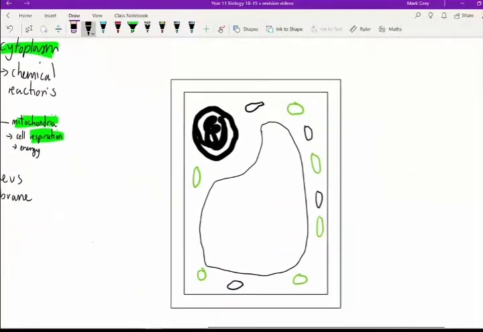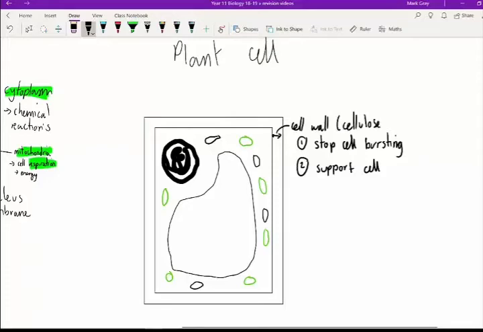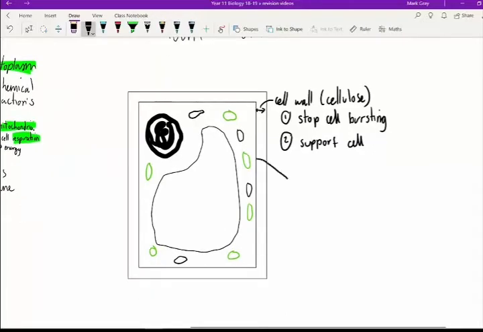Now here's what each part is. We have got this section which goes from here to here. This is the cell wall. It has two functions. The first one is to stop the cell bursting if water enters, and the second one is to support the cell. It's important to know here that the cell wall is made up of this really tough carbohydrate known as cellulose.